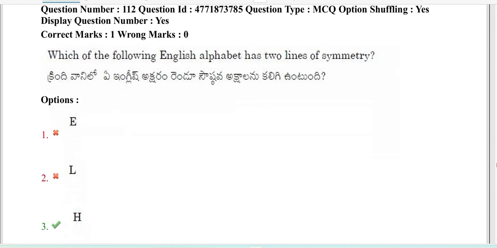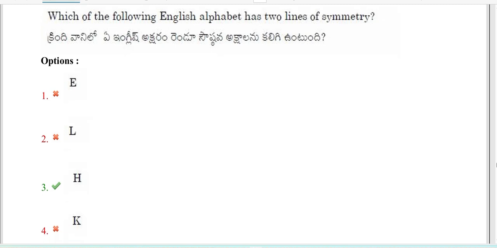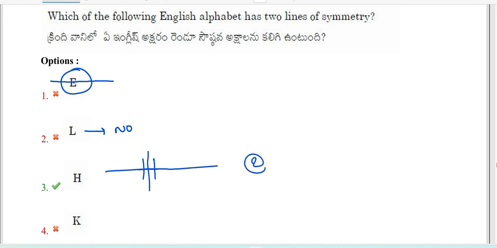Let us go with the next question. Which of the following English alphabets has 2 lines of symmetry? E has only one line of symmetry, a horizontal line of symmetry, and L has no line of symmetry. H has 2 lines of symmetry, one horizontal and the other vertical. K has no lines of symmetry. So the third option is the correct one.